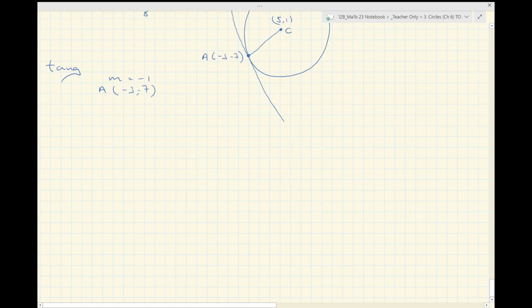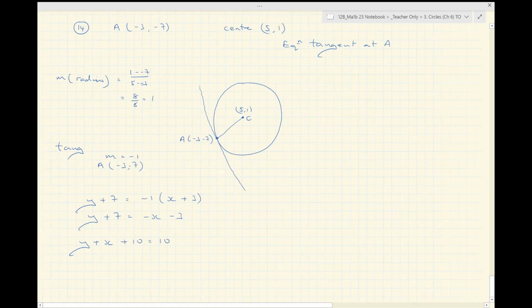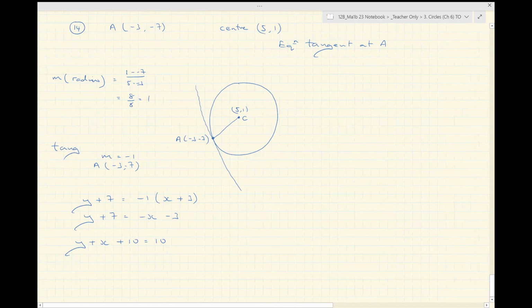So now I simply have to use y minus y1 equals m times x minus x1. Let's simplify that. Good. Let's bring it all onto this side, shall we? y plus x plus 10 equals 0. And there is the equation of the tangent of that circle at the point A.